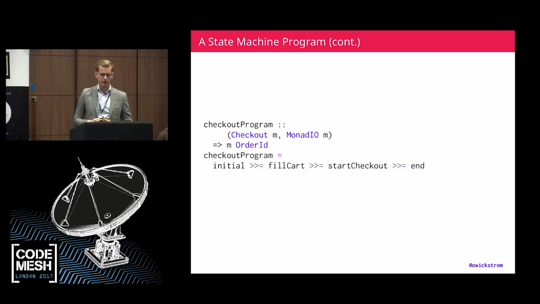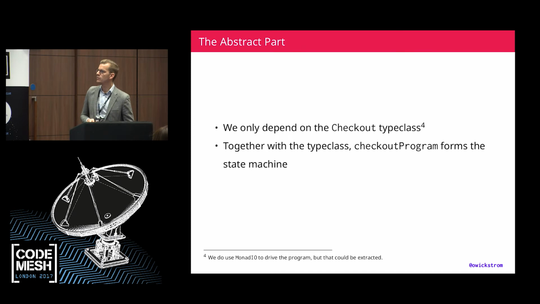This is the main program starting the whole thing. It creates a checkout flow, runs it, and then ends it. And what we get back is the monadic return value, that's an order ID. And so far, we have only seen the abstract part of the program, and we need an instance as well.